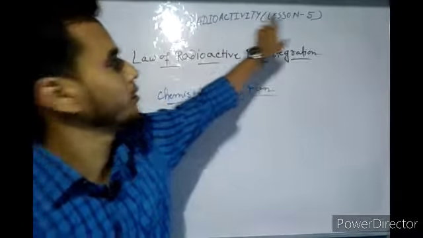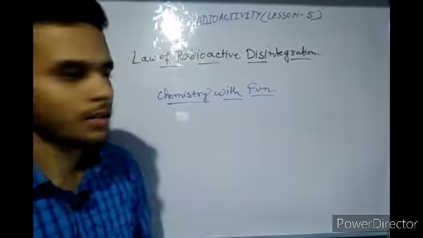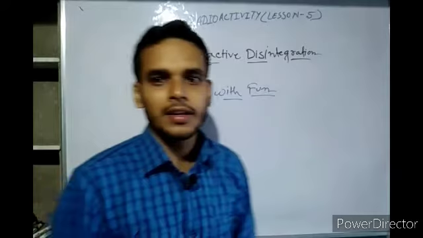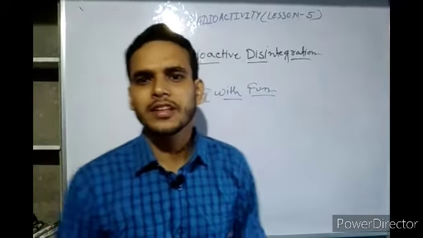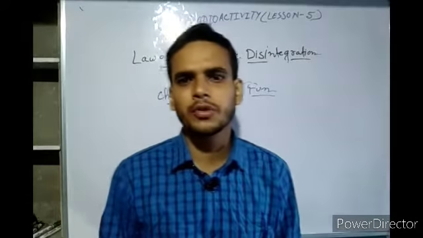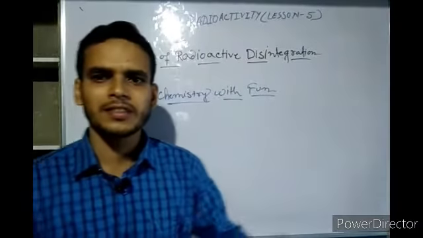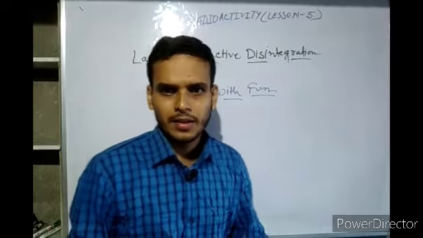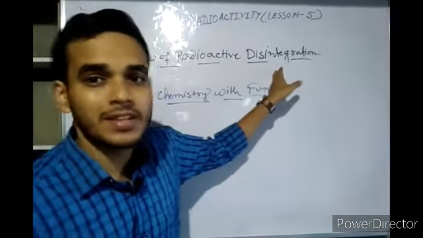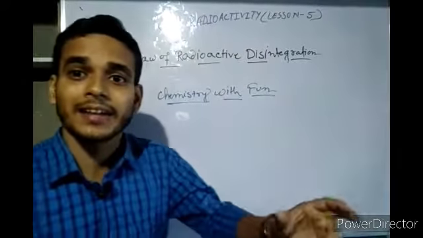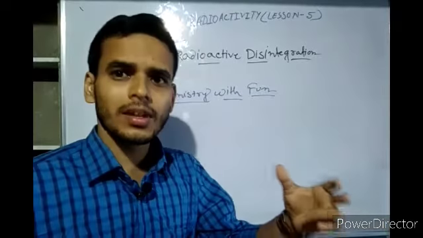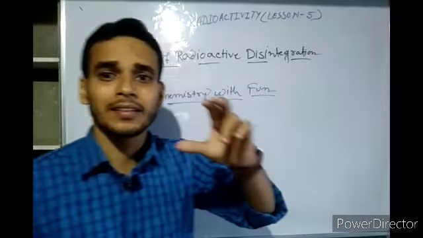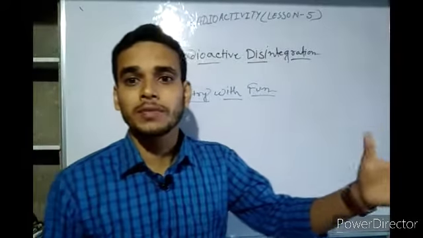Today's topic is radioactivity, lesson 5. Today we will discuss the law of radioactive disintegration. In lesson 1, we started with the definition of radioactivity. From that definition, we know that any unstable nucleus disintegrates to form a stable non-radioactive product. The law of radioactive disintegration shows that the rate at which a radioactive nucleus disintegrates depends on which factor.